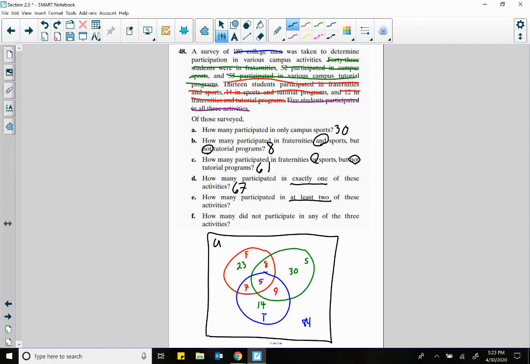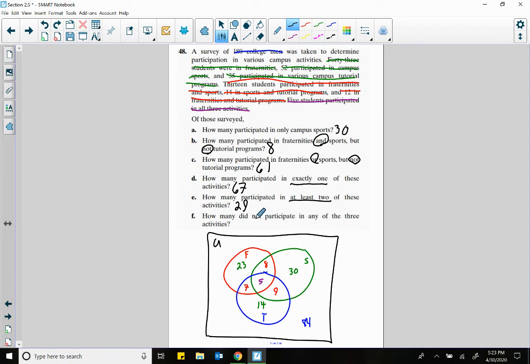Next one says, how many participated in at least 2? You've seen that question before. So the 7, the 8, and the 9, those are at least 2 activities. So if I take the 7 plus the 8 plus the 9, I get 24. But remember, the at least means I can do 2, 3, 4, 5, 6, so on and so forth. So I need to take that 24 and add the 5 onto it because they participated in 3 activities. And so that gives us 29 students that did at least 2 activities.